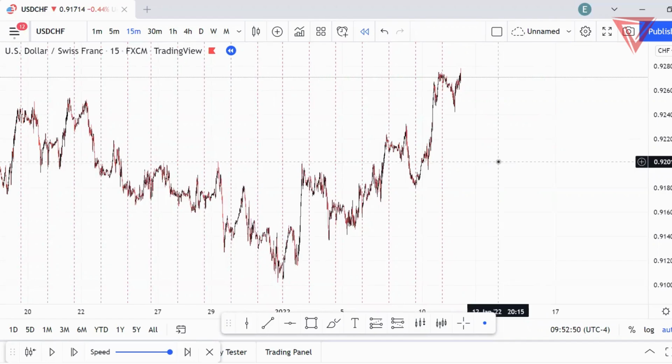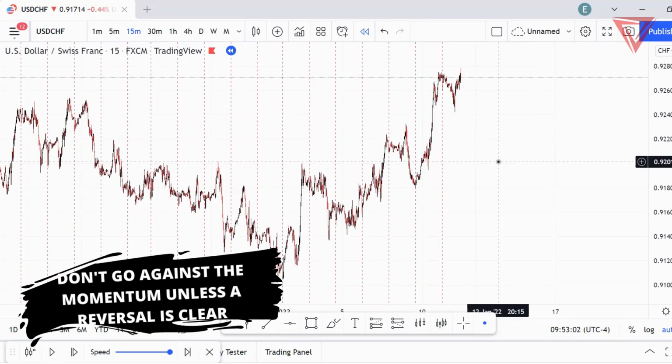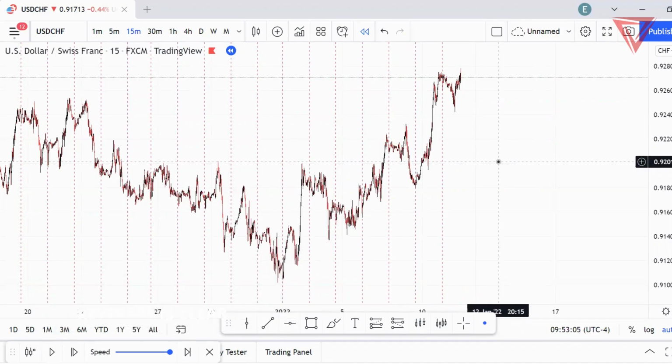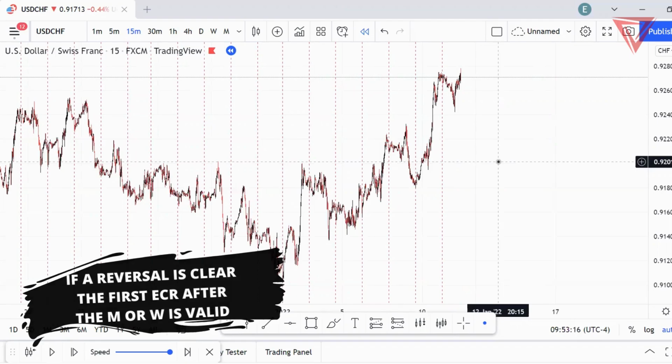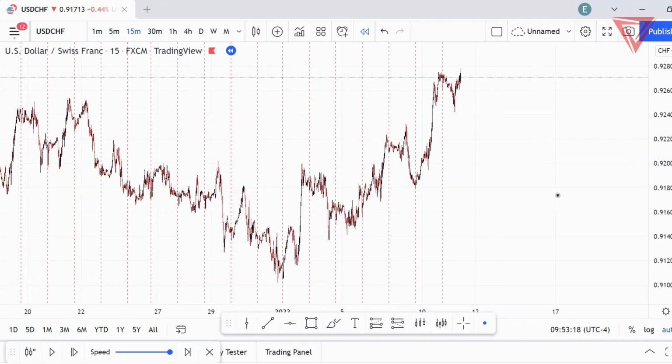So the ECR as a whole has a system, or as a strategy. It follows two very, very simple rules, right? Rule number one, do not go against the momentum unless a reversal is clear, right? And rule number two, if a reversal is clear, the first crossover of your moving averages, or the first ECR after your M or your W pattern, which is your reversal at that point, is the valid ECR.